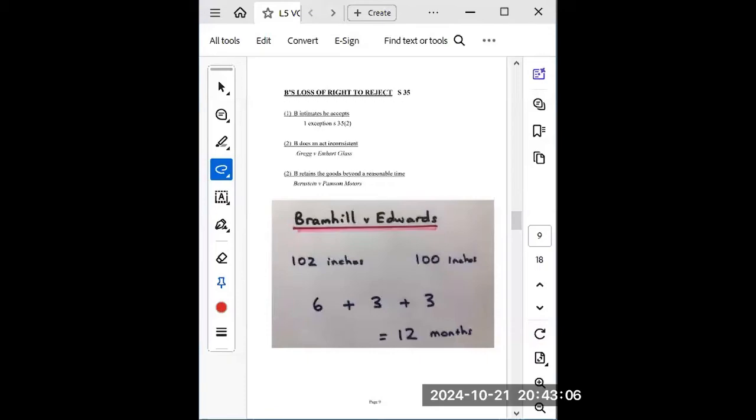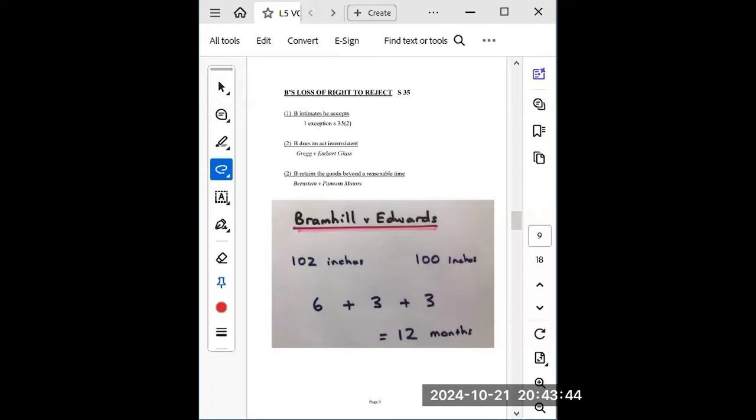The second way the buyer can be deemed to have accepted the goods is if the buyer does an act inconsistent with the seller's ownership. So for instance, if the buyer resold the goods, then the buyer is deemed to have accepted because you can't get the goods back from your sub-buyer. Or for instance, if you use the goods loads and loads of times and for a prolonged period of time, that's because the buyer cannot return the goods in substantially the same condition as when you bought it. So in that situation, again, you've lost your right to reject.